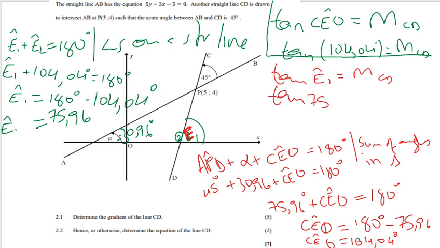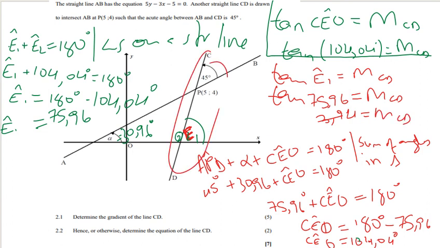So substitute this value, 75.96. That should equal MCD. So what is this? Let me punch my calculator. Tan 75.96. Now I'm getting the correct answer. This is equal to 3.99998. Let me just round it off and say it's 4. 4 is equal to MCD. So the gradient of this line is equal to 4.